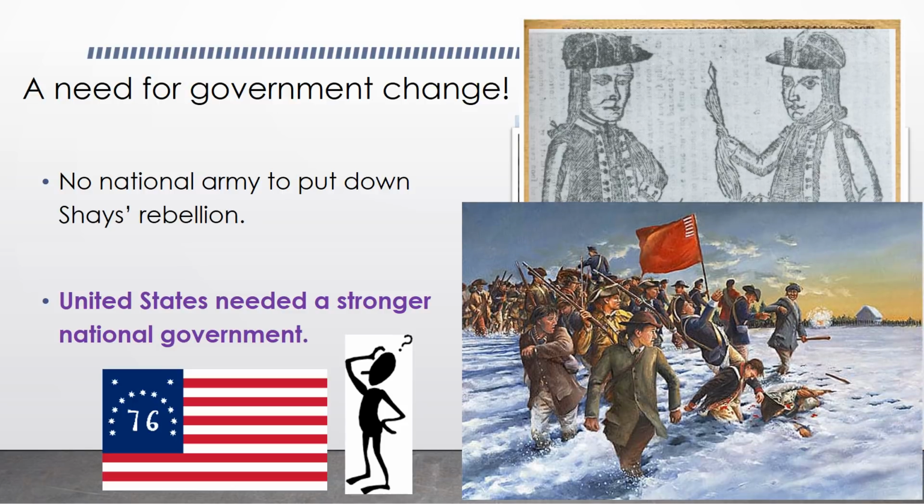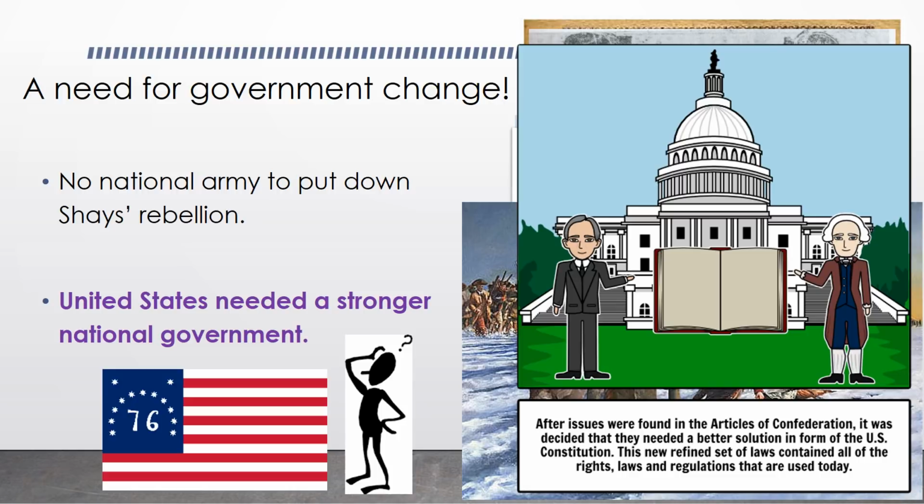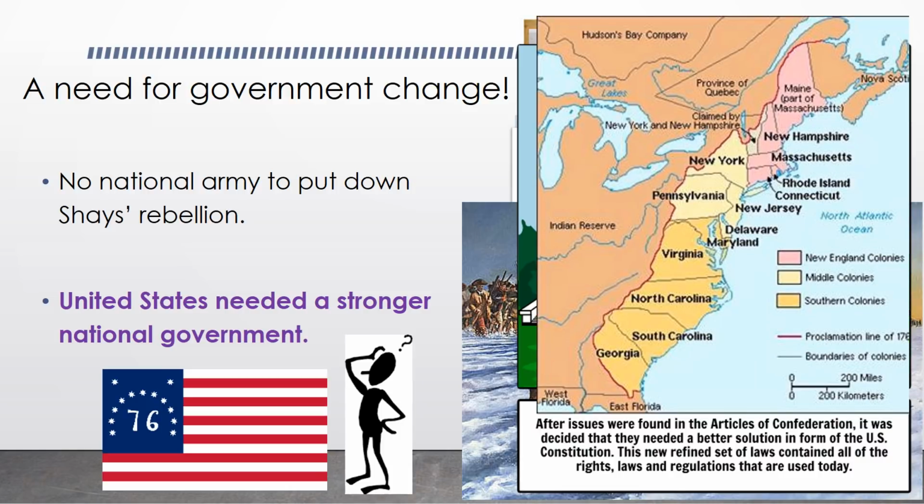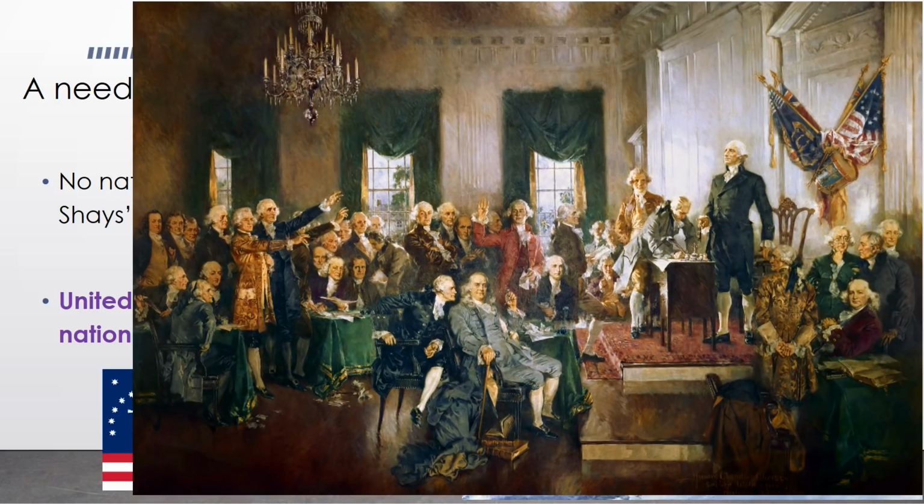Shays and his men essentially rebelled for 5 months until the Massachusetts militia was able to put an end to the conflict. These events made it clear that the United States needed a stronger national government. 3 months after the end of the rebellion, representatives from all 13 states met in Philadelphia to decide what to do next. We know this meeting to be the Constitutional Convention.